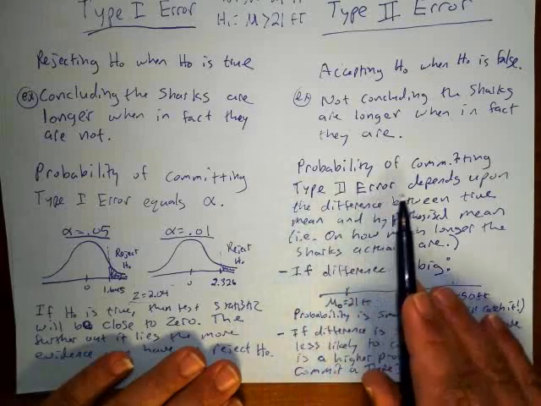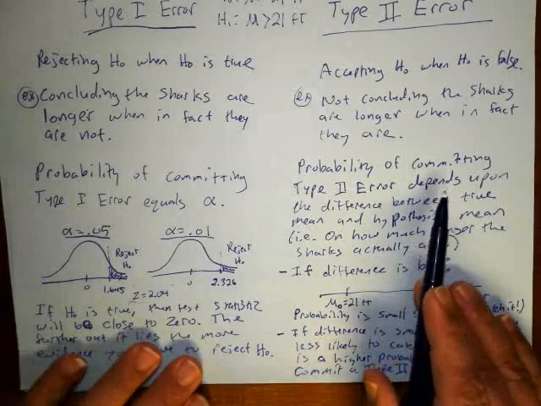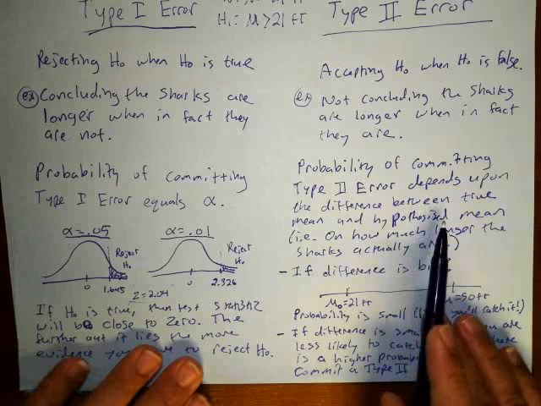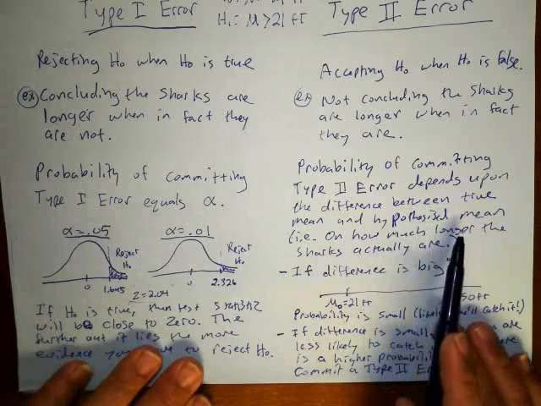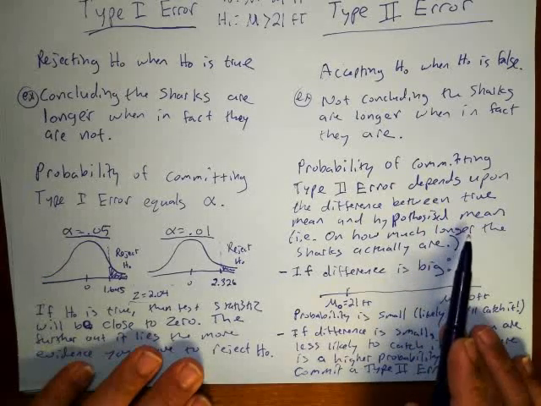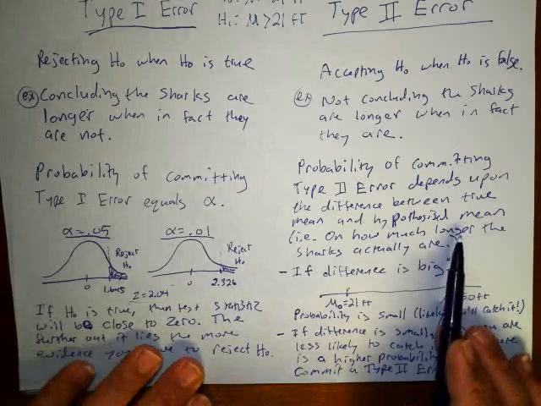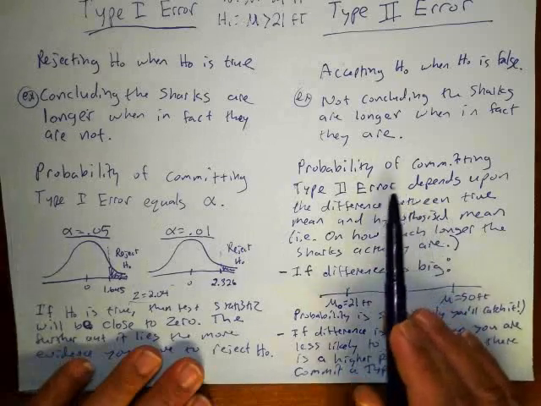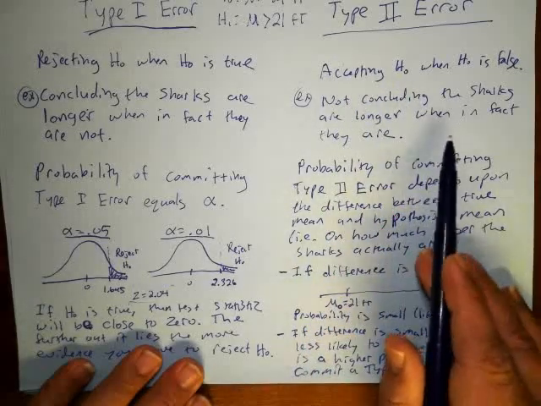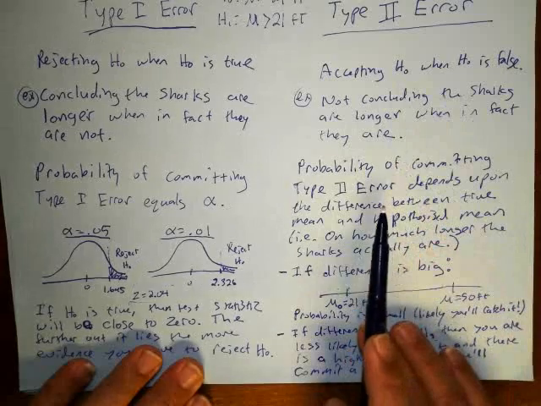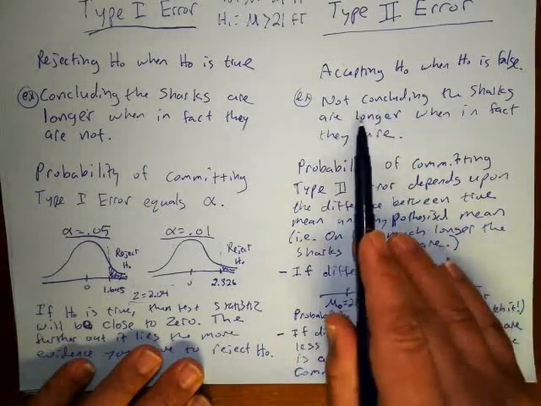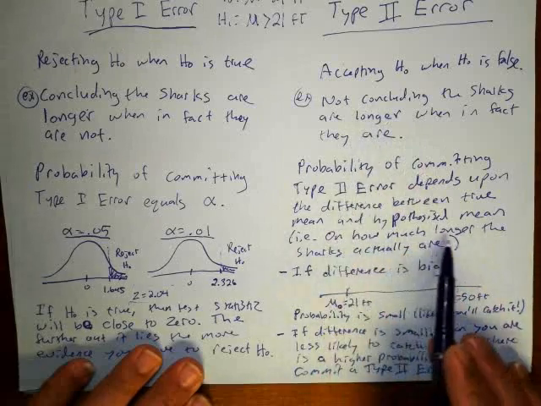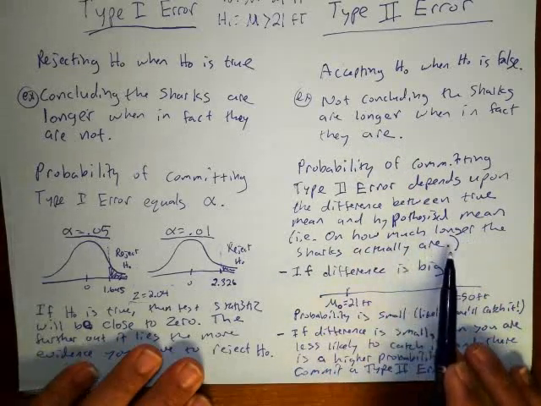So the probability of this is unknown because it actually depends on the difference between the true mean and the hypothesized mean. Okay? And we don't know that. We don't know the true mean. Okay? So the way to understand this, in this particular example, this is concluding the sharks are not longer when they really are. So the probability depends on how much longer the sharks really are.